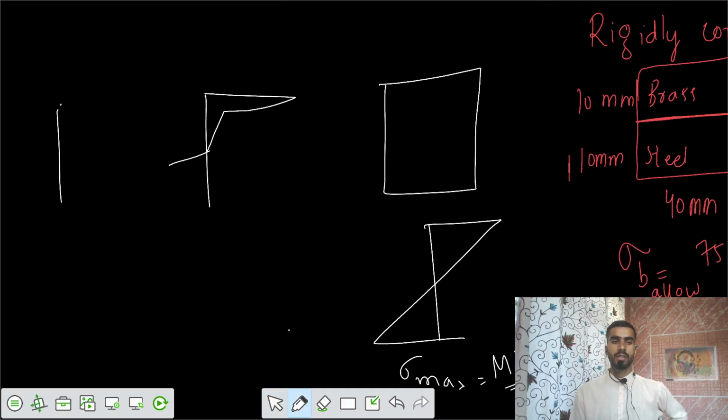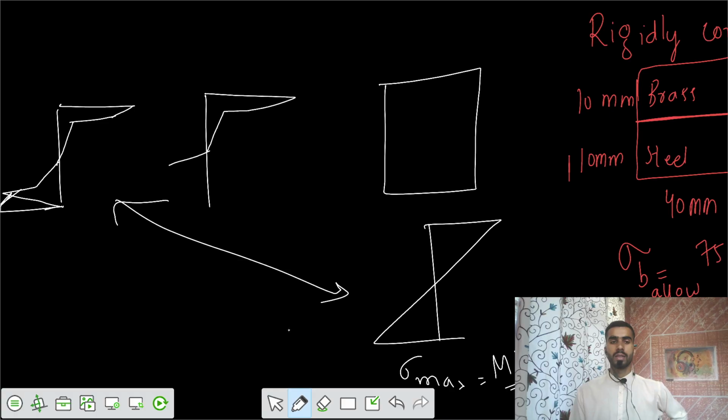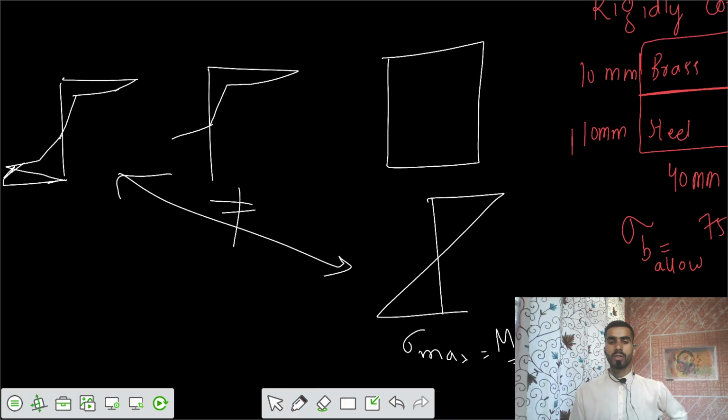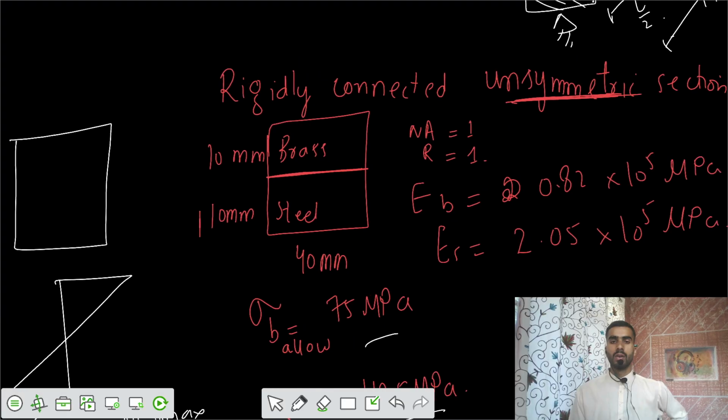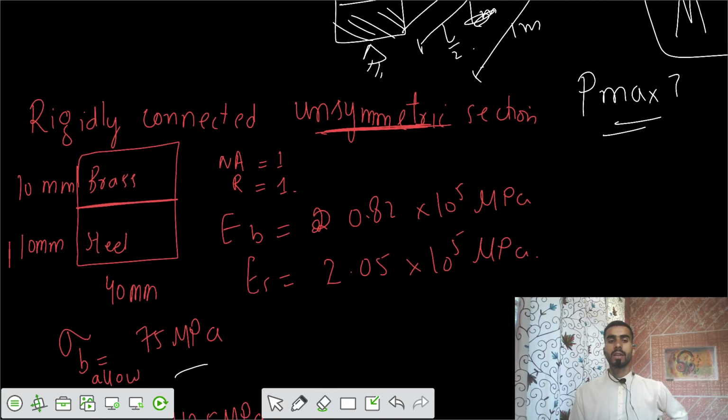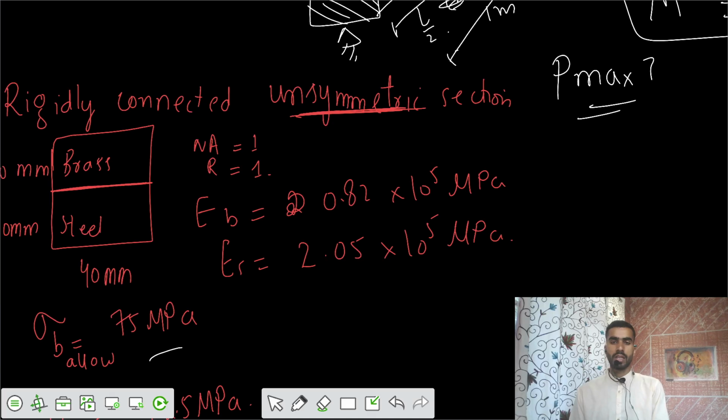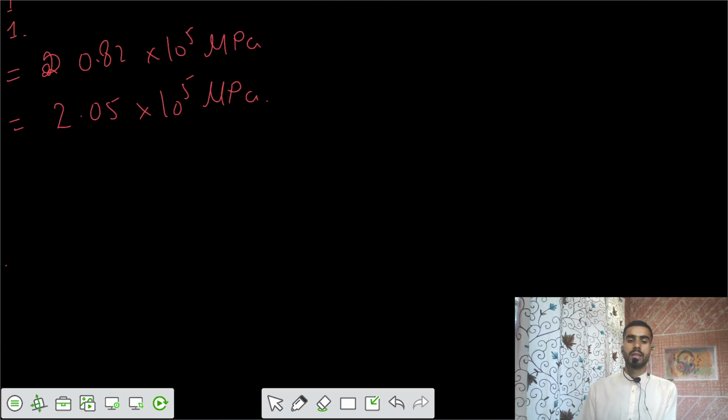You have some sort of stress variation in this way, and this is not the same on both sides. So you have to convert one of the materials into the other. Let's convert steel into brass. So we can apply the method called the transformed section approach.